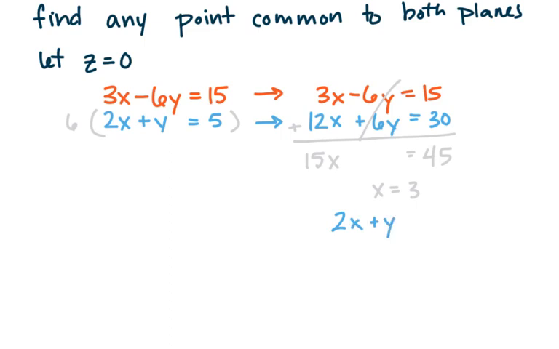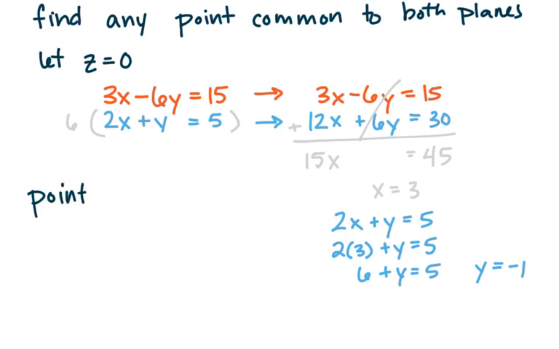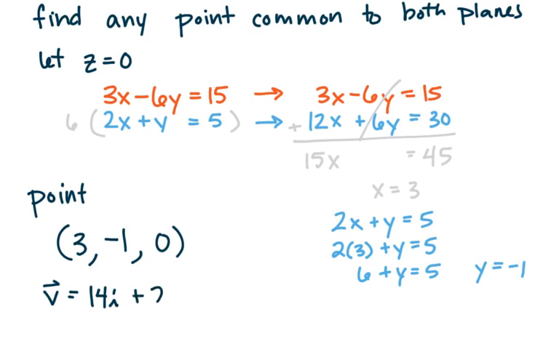I'll pick 2x plus y equals 5. 2 times 3 plus y equals 5. I end up with 6 plus y equals 5, or y equals -1. So the point we're going to use, I found x was 3 when y is -1 and z is 0. So now that I have a point and I know that vector, and just to reiterate, v is equal to 14i plus 2j plus 15k.